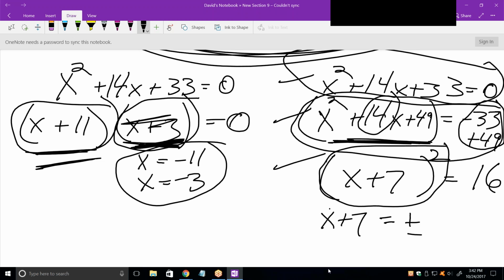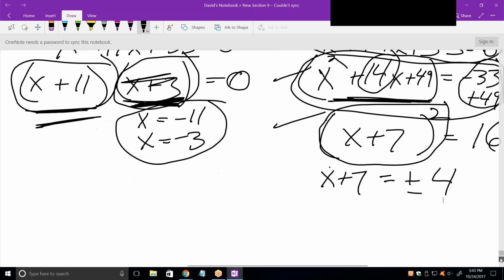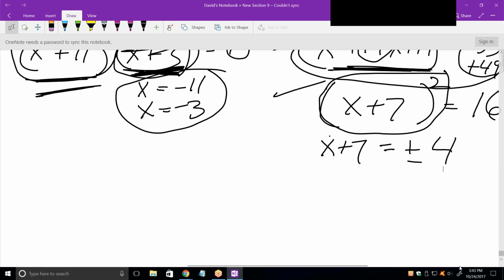It's plus or minus 4. Okay. Notice that plus 4 times plus 4 is 16. Also, minus 4 times minus 4 is 16. That's why minus 4 is part of the answer. All right. Remember, we better get the same answer as we got with the other method.